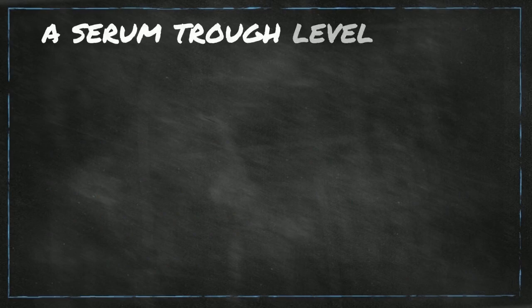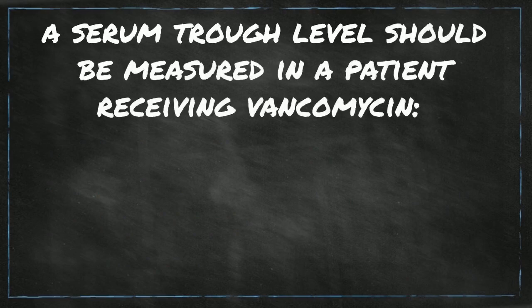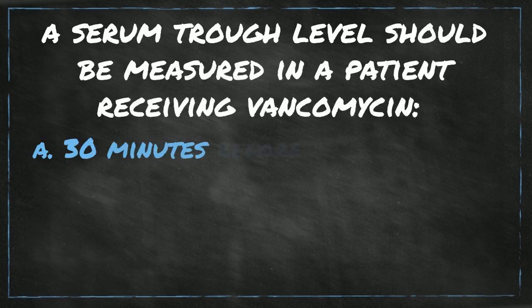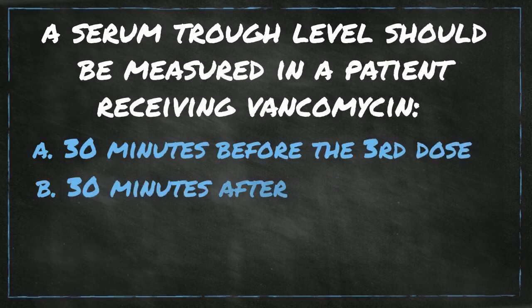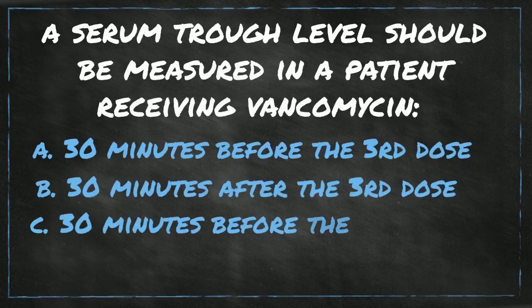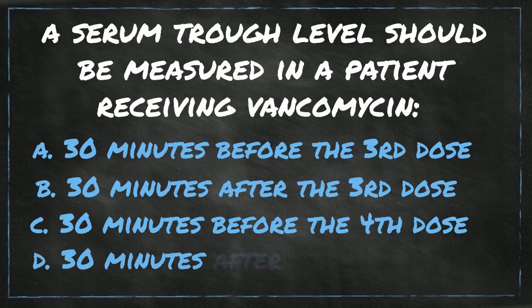A serum trough level should be measured in a patient receiving vancomycin 30 minutes before the 3rd dose, 30 minutes after the 3rd dose, 30 minutes before the 4th dose, 30 minutes after the 4th dose.